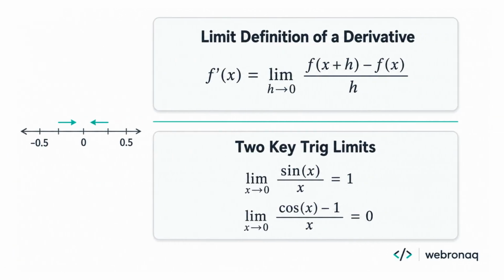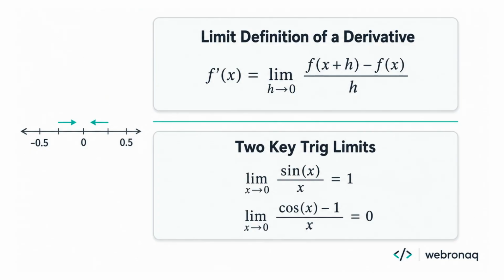Before we derive anything, let us revisit two tools we will lean on heavily. The derivative of a function f at x is defined as the limit, as h approaches 0, of the quantity f of x plus h, minus f of x, all divided by h. That is the instantaneous rate of change, captured precisely.